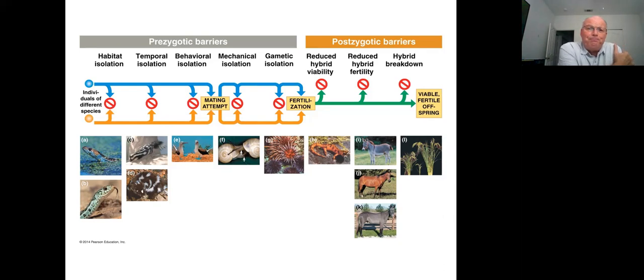So onwards and upwards. So assuming that a mating attempt takes place, the next barrier is what is referred to as mechanical isolation.